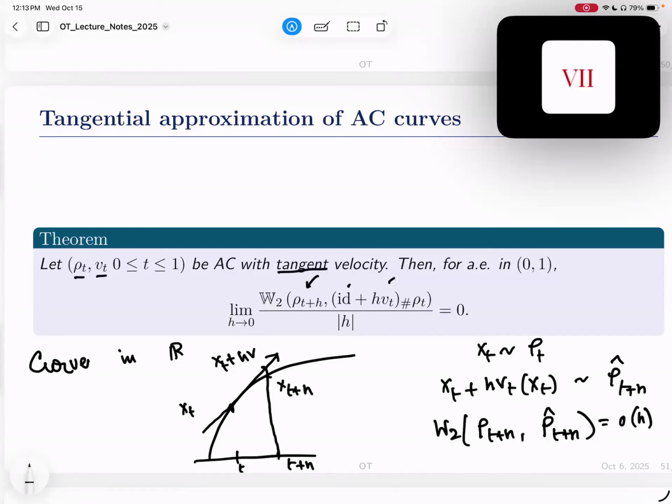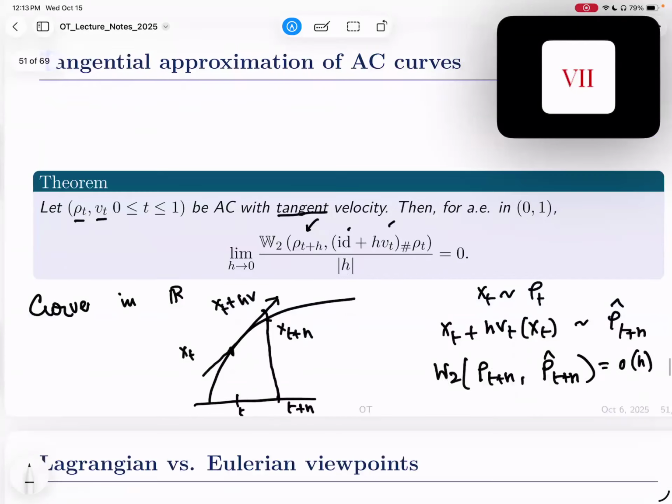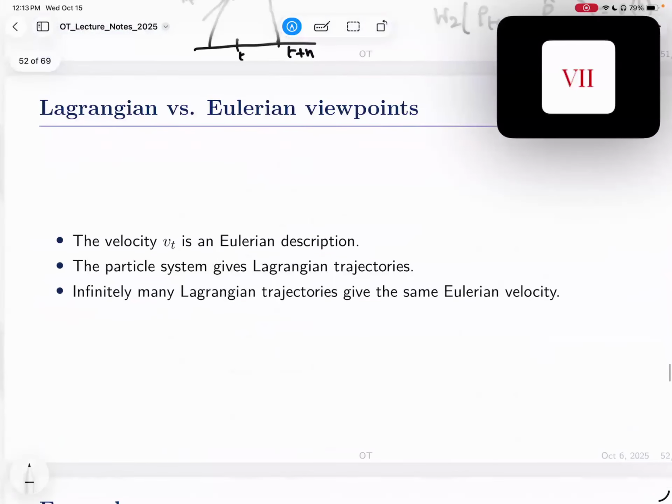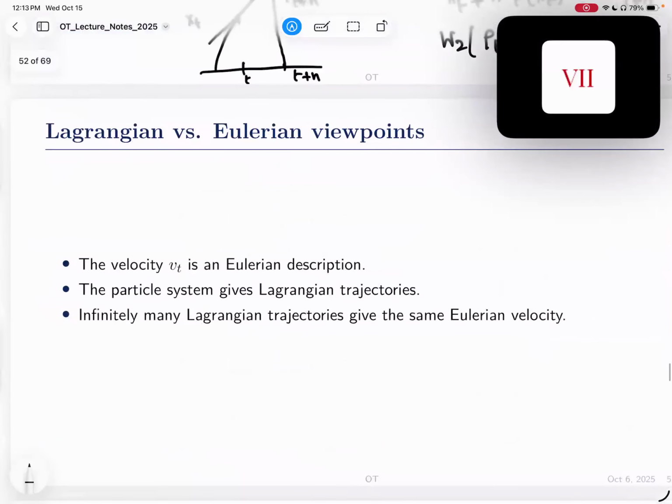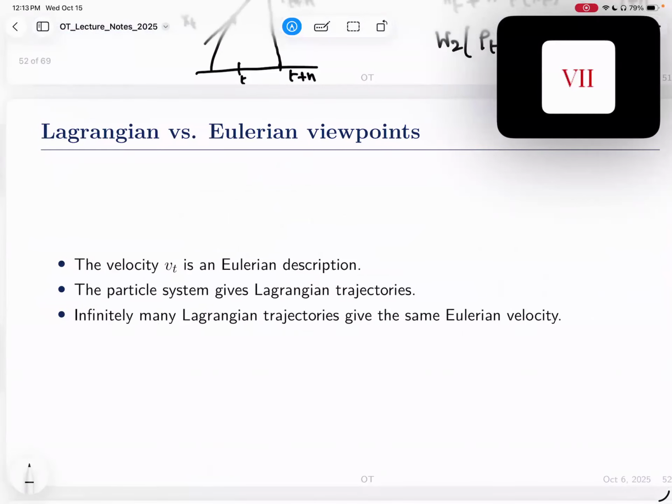Any other questions? Okay, so this is the idea of why we call it a tangent, because if you move your particles along these tangent velocities, you recover the law at a close enough time point. That's what I said, that this velocity vt is an Eulerian description.